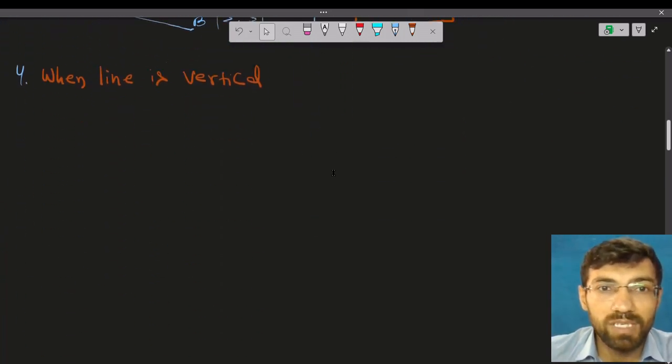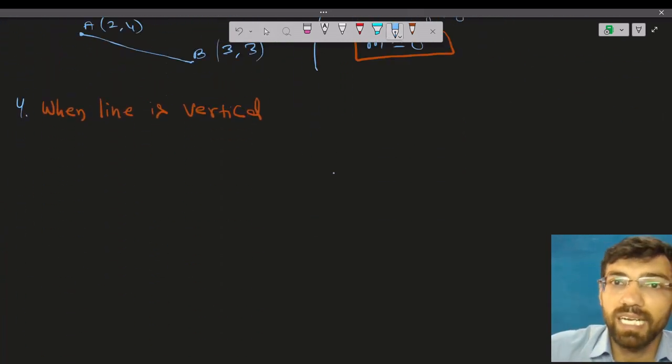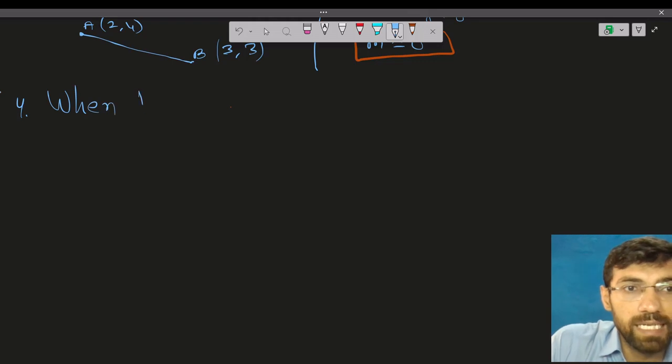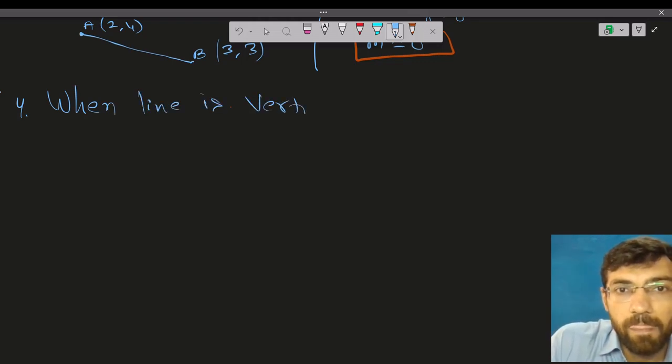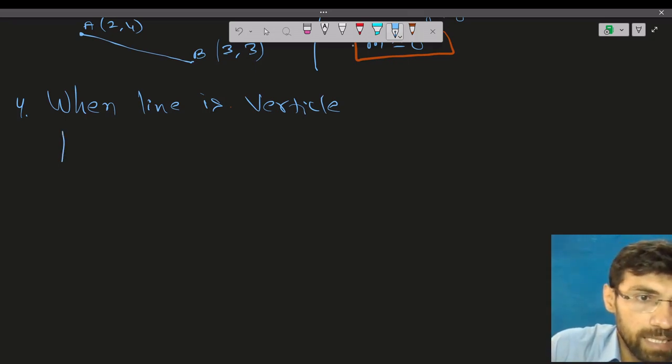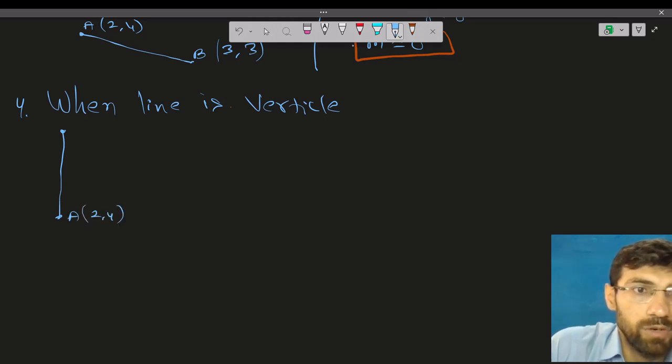Okay, let us look at one more situation. Let us write this in blue only. Let us understand it this way: when a line is vertical. So this time our line is like this, this point and this point. Again, let the coordinate of point A be 2 comma 4. What about B?